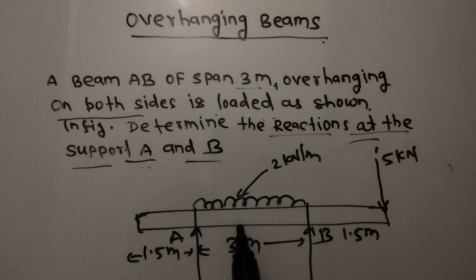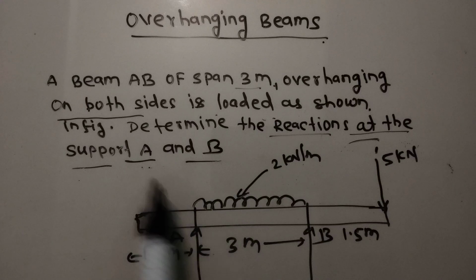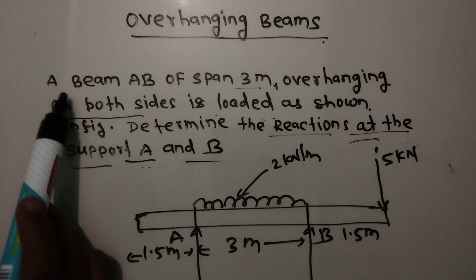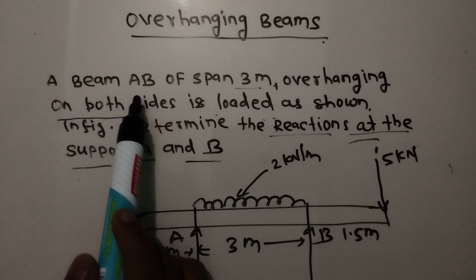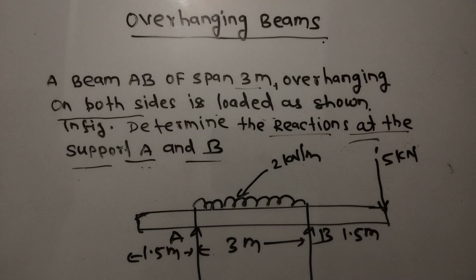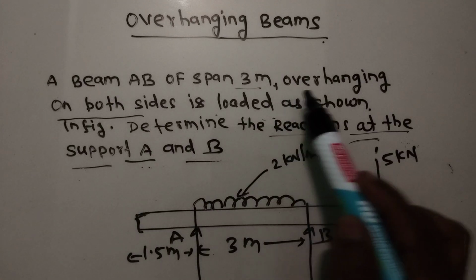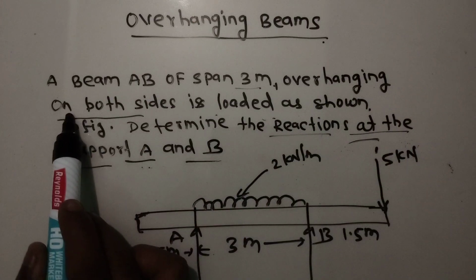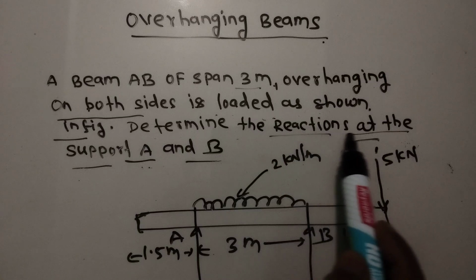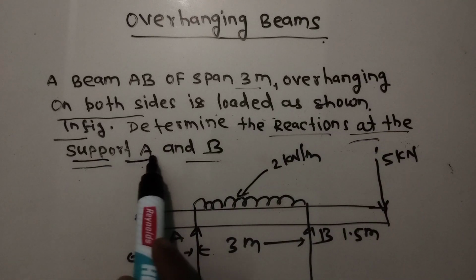Now let's start with an example on the basis of overhanging beams. Here is our question, which will be solved. A beam AB of span 3 meter, overhanging on both sides, is loaded as shown in the figure. Determine the reactions at the supports A and B.